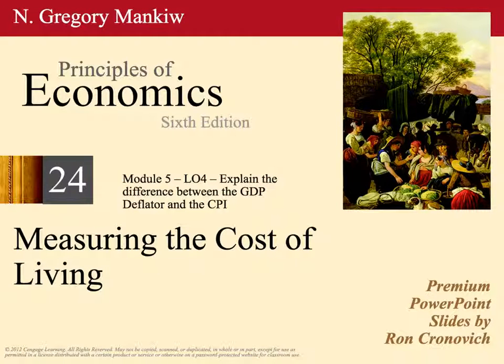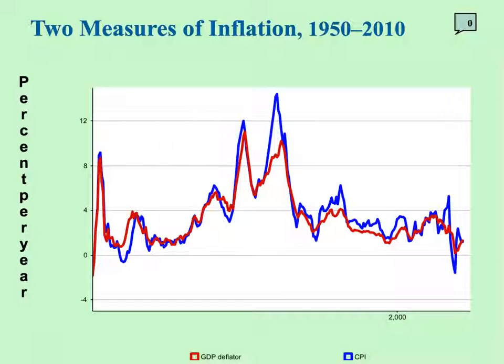Okay, we're at Module 5, Learning Objective 4, taking a look at the difference between the GDP deflator and the Consumer Price Index. There's a lot of test questions that will apply to this particular concept, and understanding how the GDP deflator and the Consumer Price Index differ is kind of important. One is that the GDP deflator holds the quantities constant and allows prices to change, whereas the Consumer Price Index holds quantities constant and allows prices to change. So we kind of take a look at the difference between the two in this model.